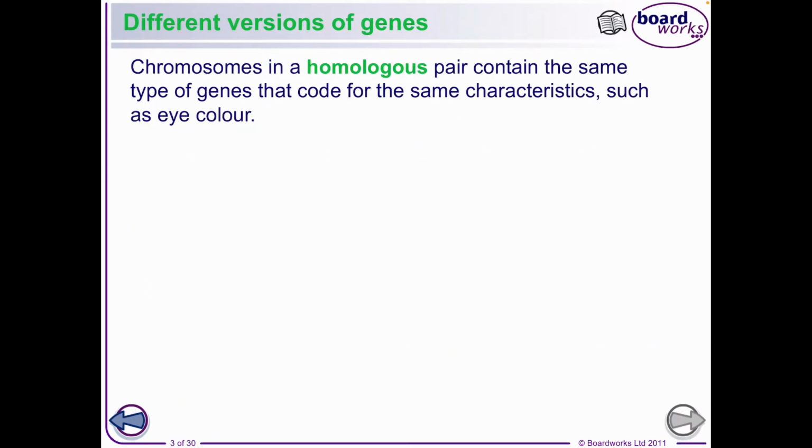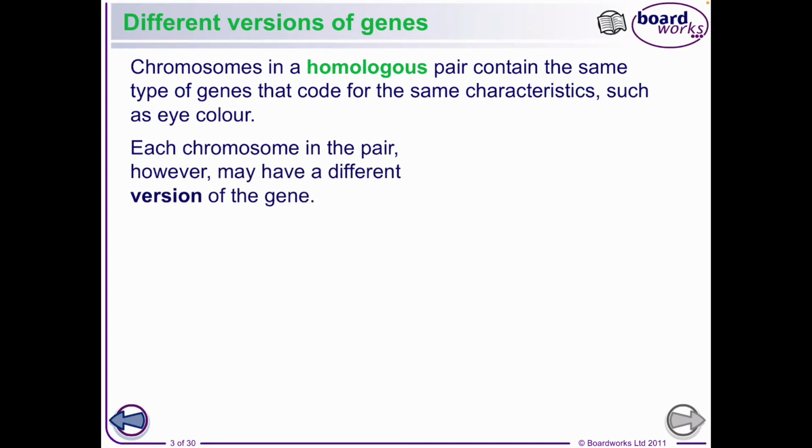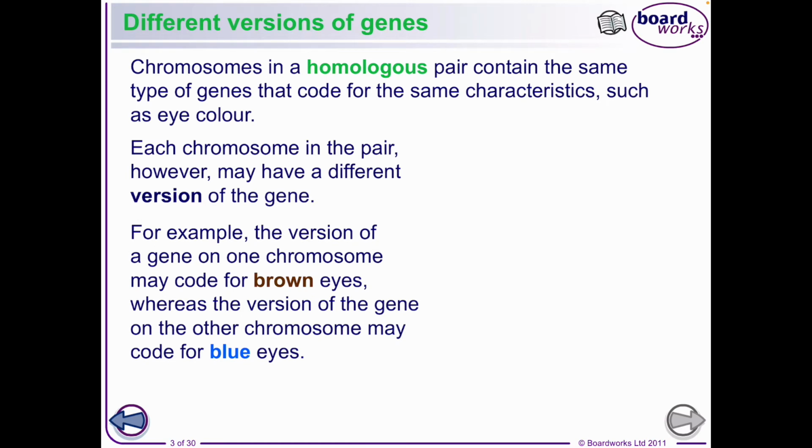Now, we have referred to homologous pairs of chromosomes before. Homologous pairs of chromosomes contain the same types of genes that code for the same characteristics like eye colour or hair colour or blood group. However, each chromosome in the pair can have a different version of the gene. These different types of gene are referred to as alleles. So, in a pair of chromosomes, one chromosome could carry the allele of the gene for brown eyes, and the other chromosome may carry the allele of the gene for blue eyes.